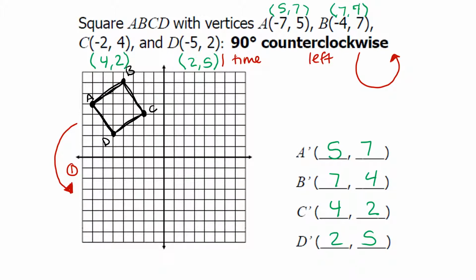Now to end up in this bottom quadrant, we have to go to the left 5, which is negative, and we also have to go down 7, which is also negative. Letter B, we have to go left 7, that's negative, and down 4, that's also negative. For C, we have to go left 4, that's negative, and down 2, that is also negative. And for D, we're going to go left 2, that's negative, and down 5, that's also negative. Connect your dots, and you end up with the same square that's been turned on its side.